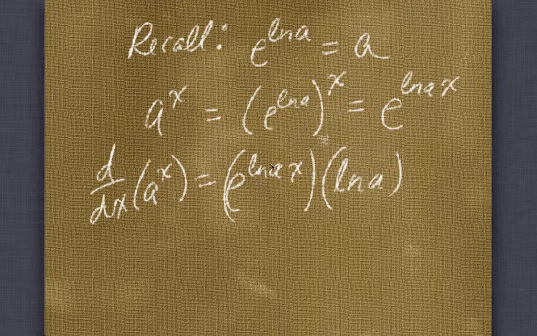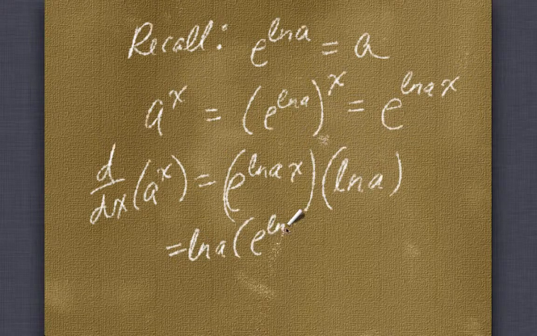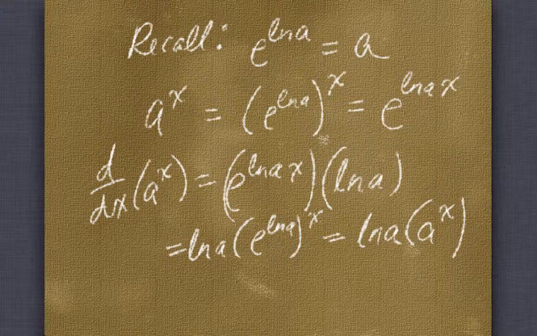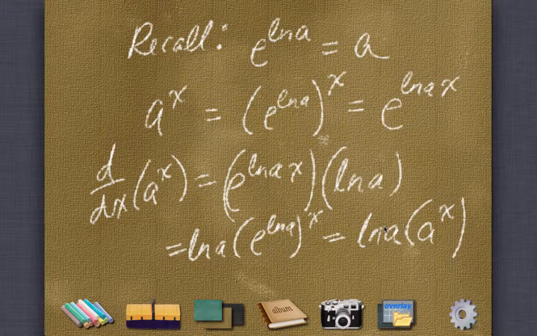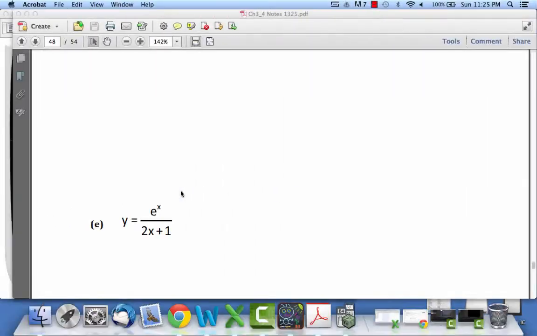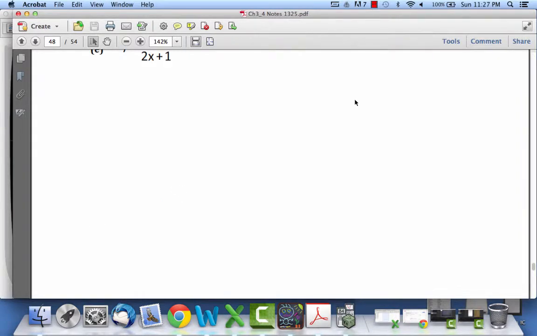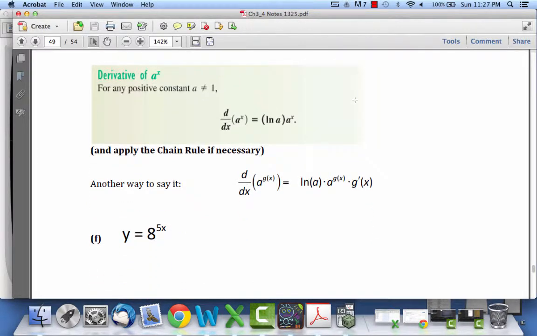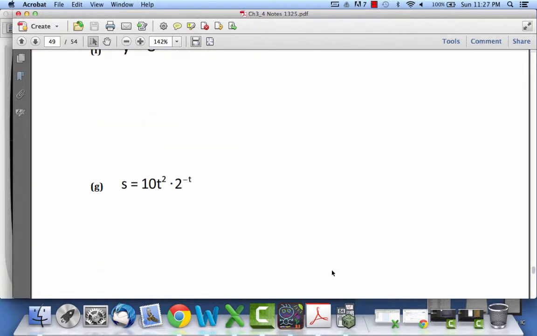So now I'm going to put this back, this e to the natural log a. So this is natural log a times e to the natural log a to the x, which is natural log a times a to the x. So that's the derivative if your base is something other than e. And you can do this when the base is e, it's just that natural log e is 1. So there's that rule. And then we can use the chain rule just as we could with e.